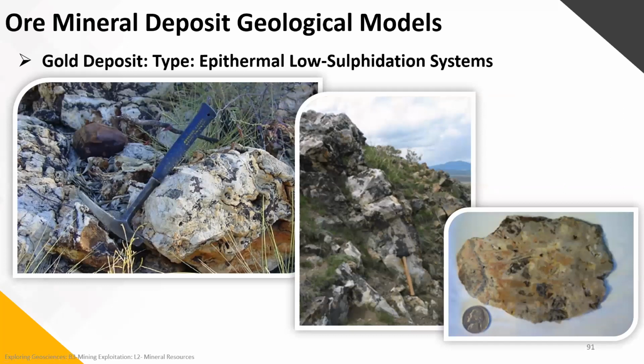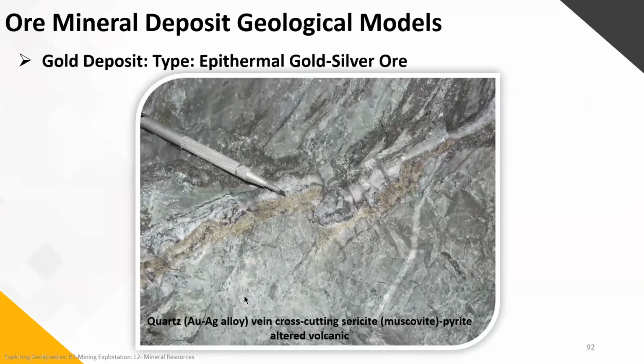Here is an example of an epithermal low sulfidation system in the field. And our gold silver ore here, I did it on purpose to show an example of an alloy, meaning an assemblage of more than one metal. So here we have our gold and silver within our quartz vein that we see here in white. We have our alloy of gold silver, which is cross-cutting a sericitic altered and pyrite altered volcanic rock as our host rock.